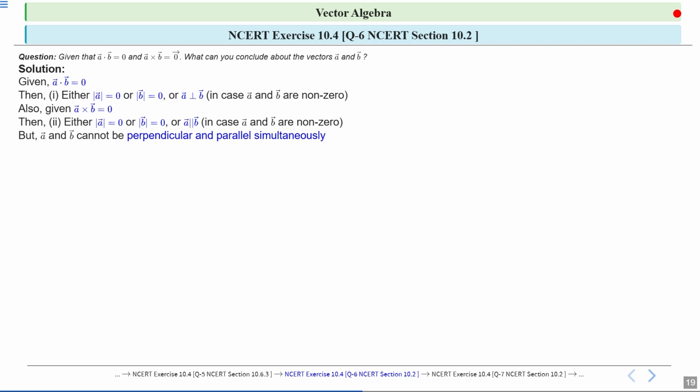So the only way both conditions can be true is if at least one of the vectors is a 0 vector. Hence we can say that either magnitude of a vector equal to 0 or magnitude of b vector equal to 0. To summarize, the only possible conclusion is that magnitude of a is 0 or magnitude of b vector is 0. In other words, at least one of the vectors must be a 0 vector. That's the key takeaway from this problem. Got it? Clear? Hope it's clear to all.